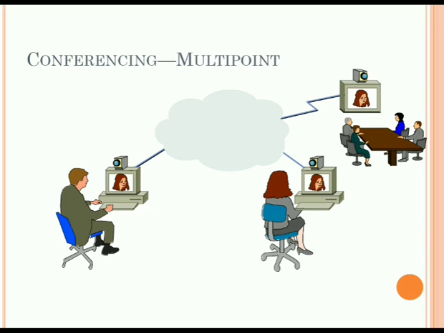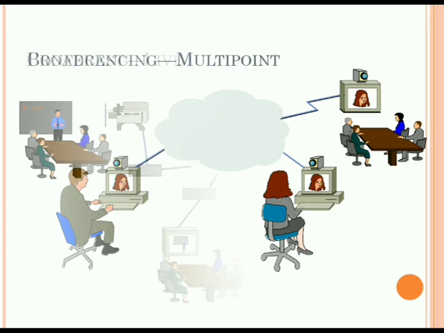Multi-point. In multi-point we can see there is a conference going on at three places. From one place, one person is contacting another person at another point, and at the third point, people are interacting with the people at the first and second points. That is nothing but multi-point.